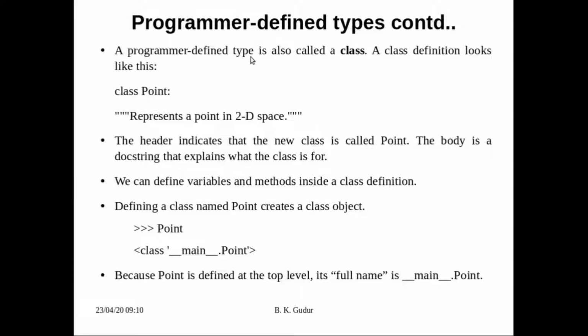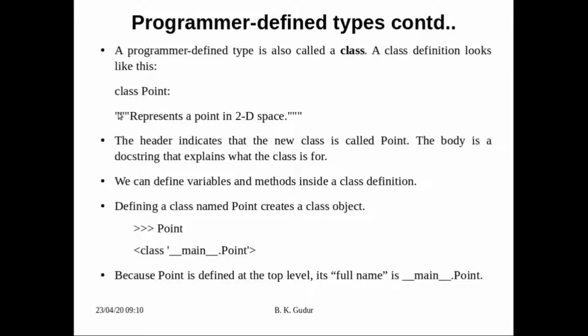A programmer-defined type is also called a class. As I was saying, a class is nothing but a programmer-defined type. A class definition looks something like this. There is a keyword called class, and then point, which is the name of the class. You can have any name for the class, and by default we assume that the first character is a capital letter and the remaining characters are small letters. This is the definition: class, then the class name.